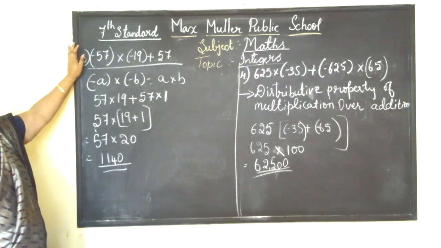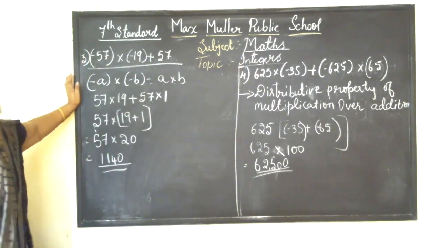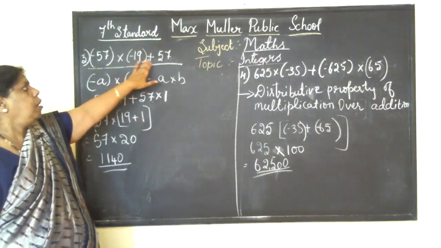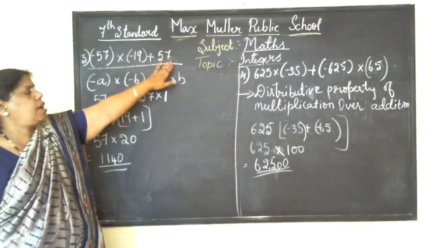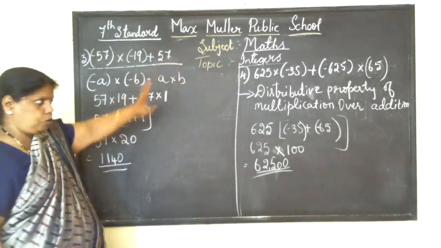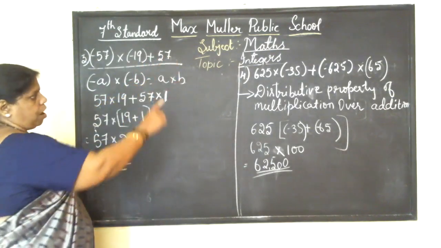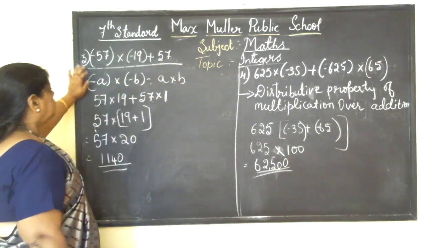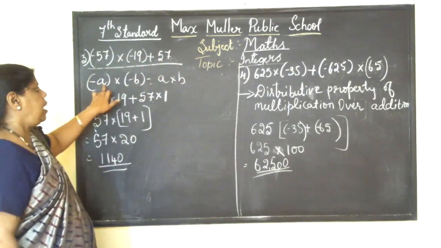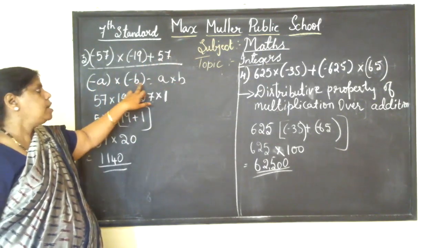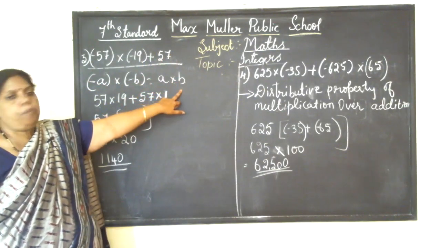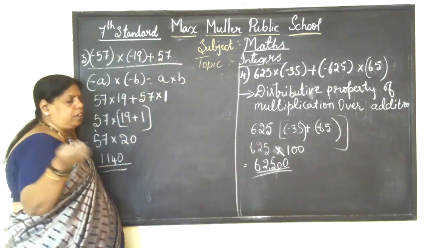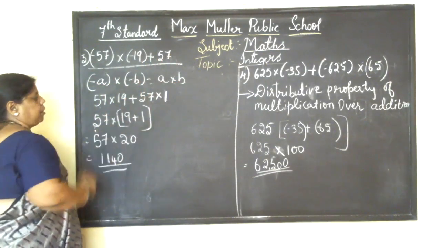See here children, once more I will say this, you will get confused, I know that. See 57 into minus 19 plus 57, you don't have any number, 2 sets of numbers we should have. You have observed it to get a distributive property. So what did I do? Minus A into minus B as integers is equal to A into B. Here, A into B, we want 2 integers in the statement.